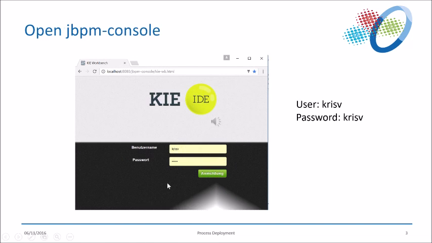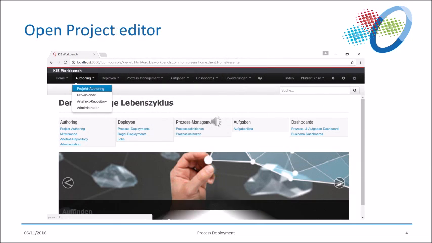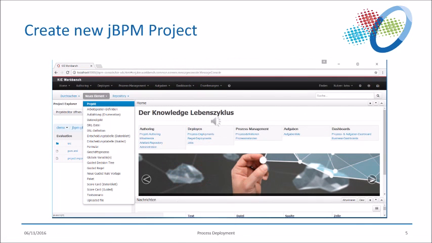You first navigate to the JBPM console using the URL shown on the slide and log in with the given credentials. In the JBPM console, you navigate to Project Authoring. You select New Element and in the drop-down, Project.